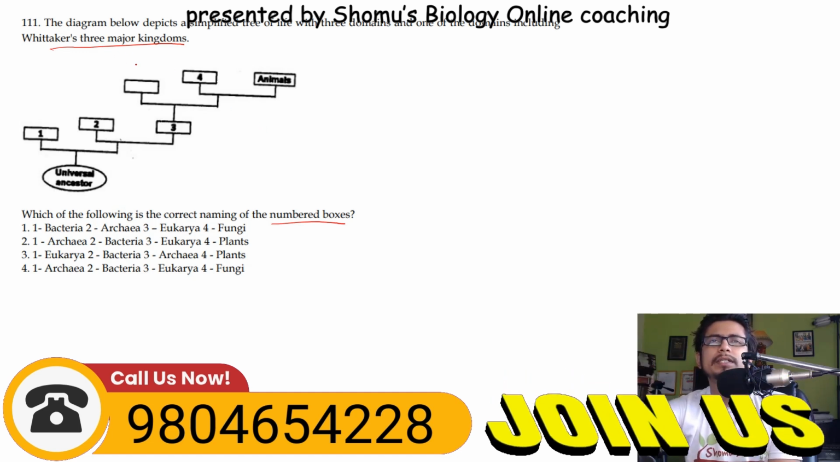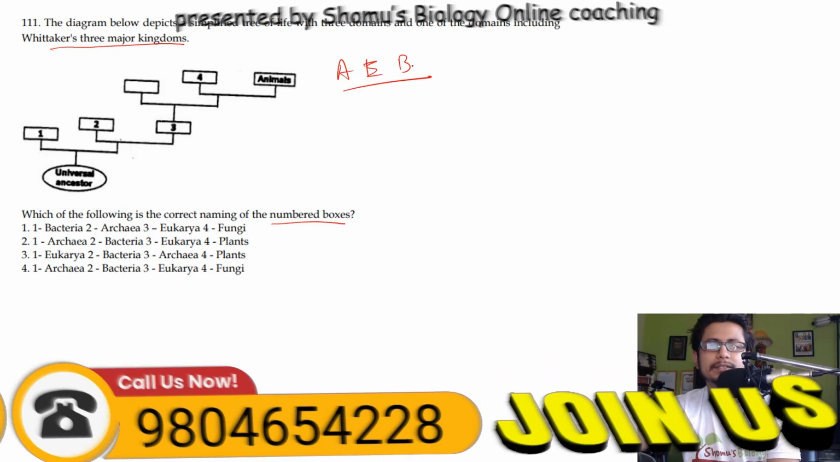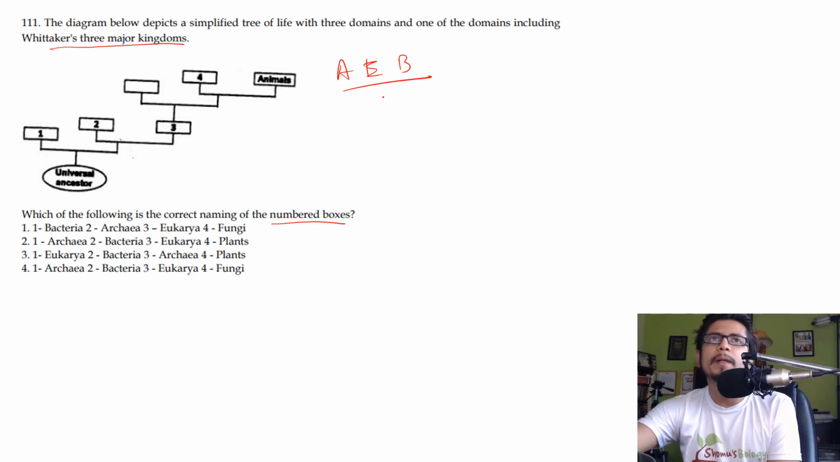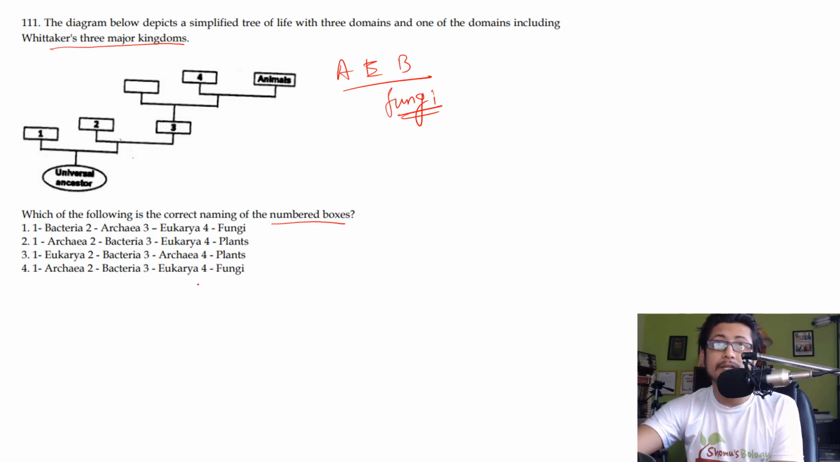that's not 3 actually. The 3 domains we know now are archaea, eukarya and bacteria. These are the 3 domain concept, and Whittaker provides the kingdom concept that contains animalia, plantae, fungi and all this. Fungi is an interesting part of the Whittaker system which is not present in the domain system. So obviously fungi must be included. In the options you can also see fungi is included in some places, so obviously we are going to take the option with fungi.